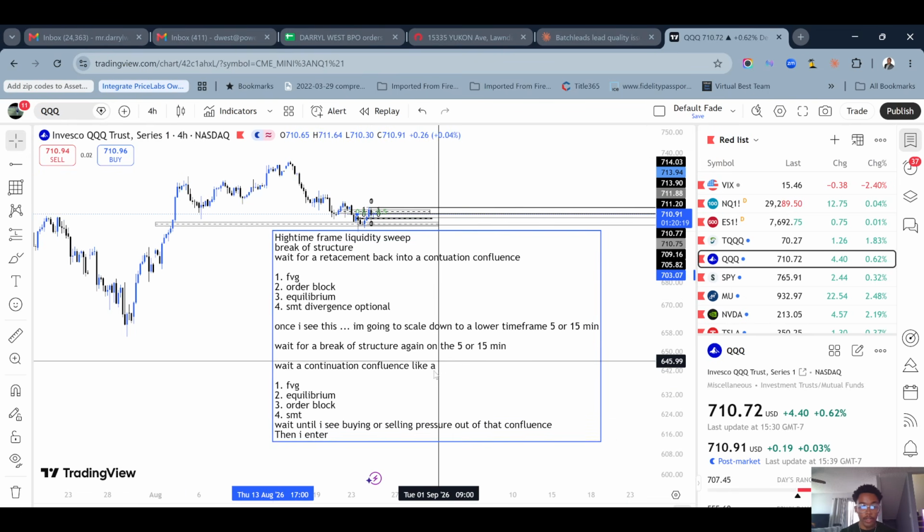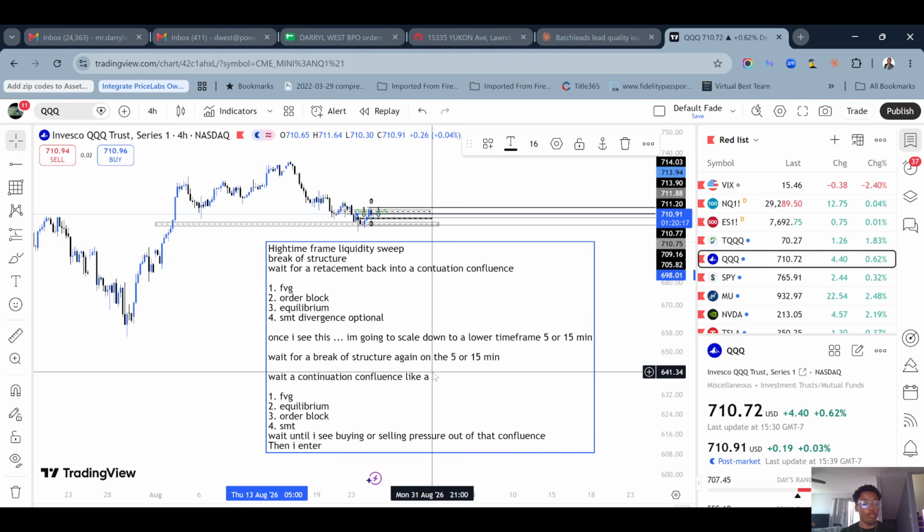So first thing I want to see before I see anything is a high time frame liquidity sweep, either on the 4 or the 1 hour. Okay. After that, I need to see a break of structure. After that, I need to see a retracement back into a continuation confluence, which would be either a fair value gap, an order block, equilibrium, or an SMT divergence. I don't necessarily use SMTs for every single trade, but it does help.